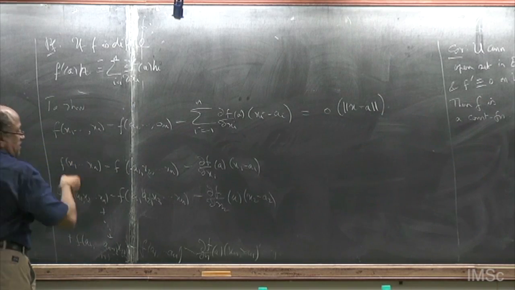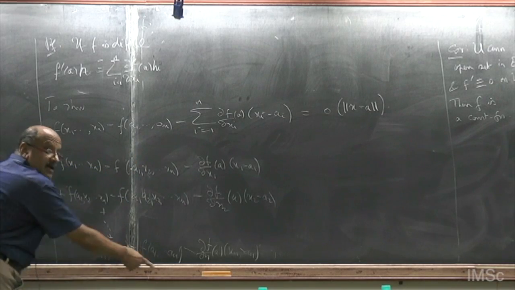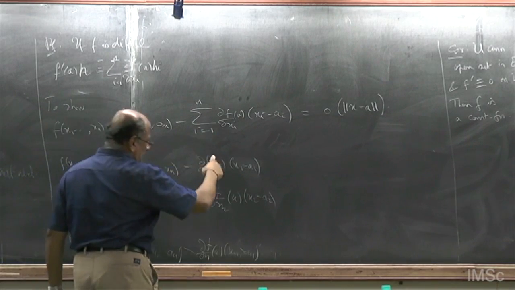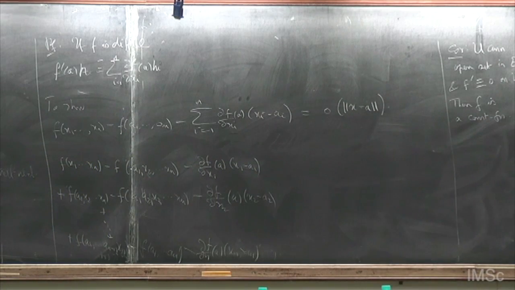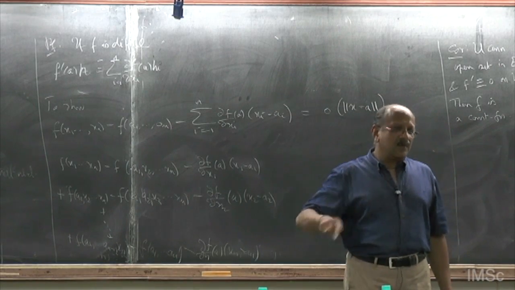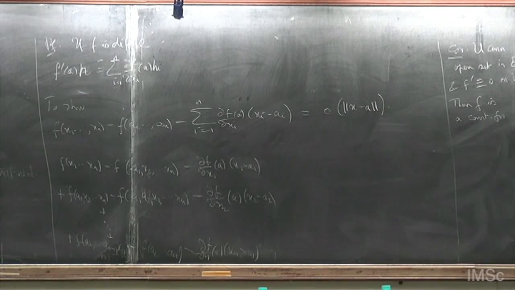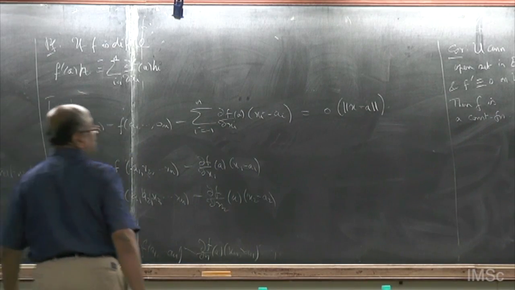So all these cross terms will get cancelled. The first minus the last is retained, and the derivative terms I have distributed one for every line. I will show that each line is little o of x minus a. Then the whole thing is little o of x minus a, and that is done. So let us show that each line is little o of x minus a.